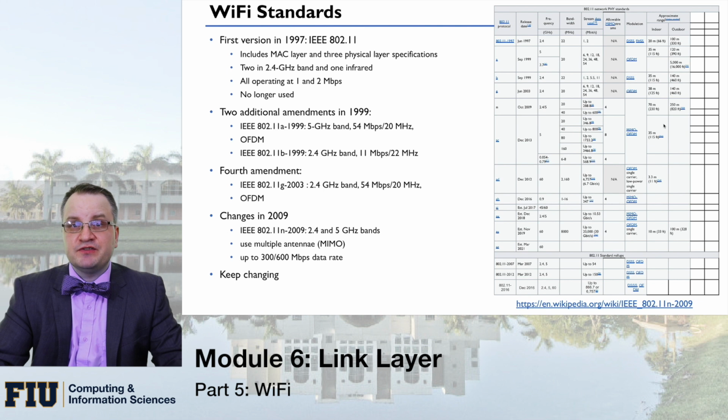11A actually defined 54 megabits per second to operate in the 5 gigahertz range, and the 11B standard defined 11 megabits per second and operates in the 2.4 gigahertz range. And even though this standard was defined basically 20 years ago, it's still alive. There are still a lot of devices that support exactly the 802.11b standard, and there are still new chips made to support that specific standard.